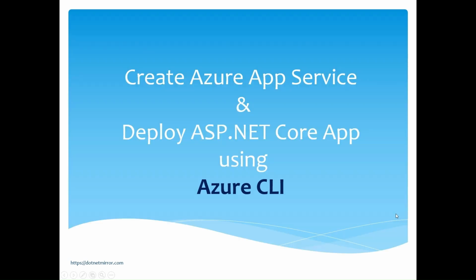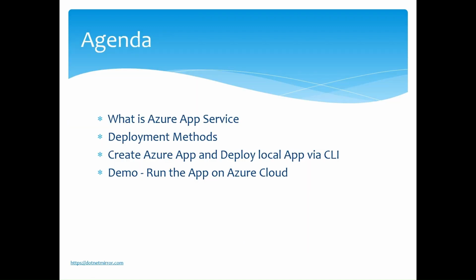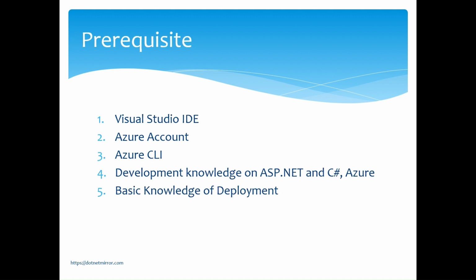Today let's understand how we can create an Azure App Service and deploy our application to Azure using Azure CLI as a deployment option. In this video, let's understand what an Azure App Service is and what the different deployment methods are to deploy to Azure App Service. We will create an Azure app and deploy the local app to Azure App Service via CLI. At the end, we will see the deployed version of the application on the cloud.